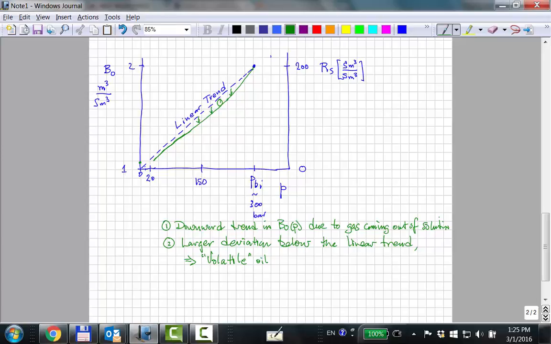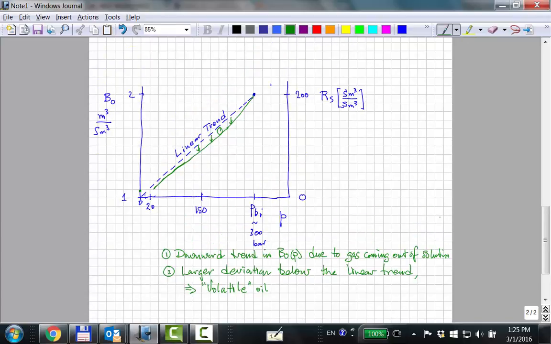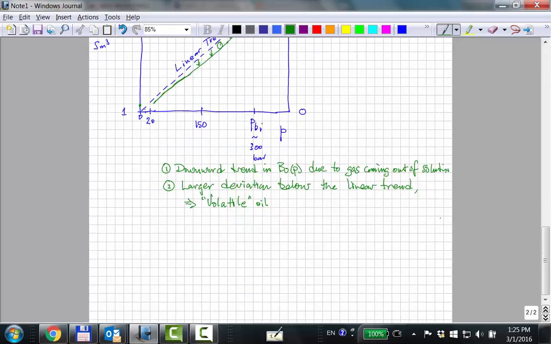So basically that is how fast gas comes out of solution per bar pressure drop.